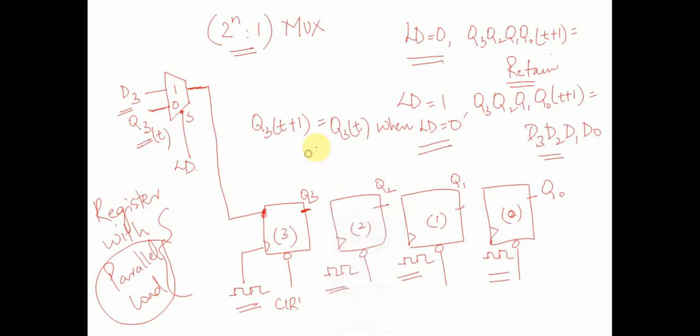For example, there would be something similar over here. This will be the output, this will be equal to load, this will be equal to D2, this will be equal to Q2, so on and so forth, right?